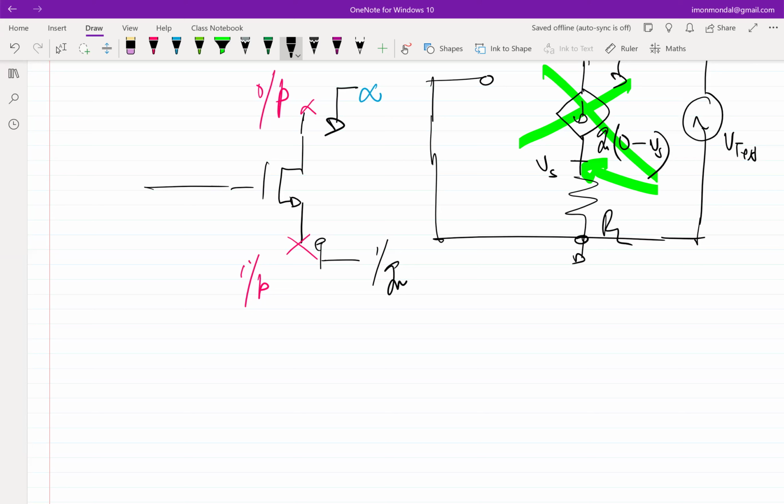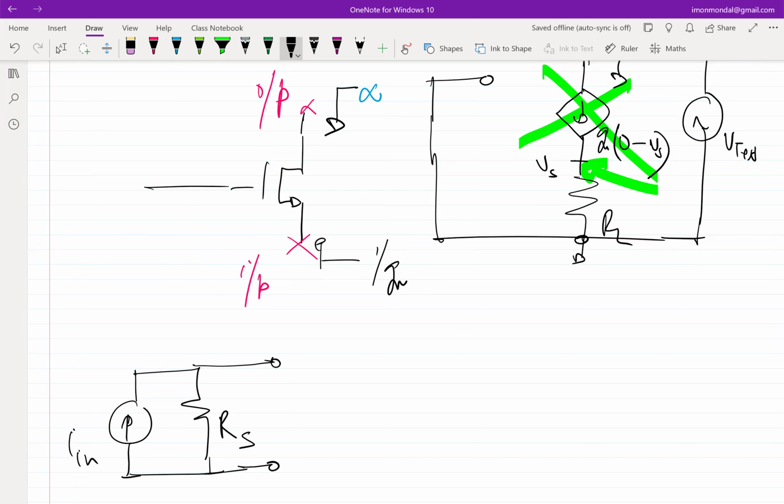I expect all the current to flow into the transistor. So let's say I have a current input. Again, I'm sketching it with respect to the current input, but it need not necessarily be the case. So let's say this is I in, this is Rs of the current source, and I have to connect it to the source of the transistor. So how should I go about doing it?